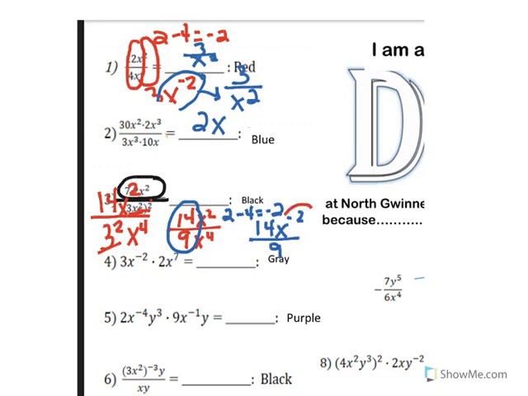Well, we know we can't have a negative exponent, so we're going to put that to the bottom. So our final answer is 14 over 9x squared.